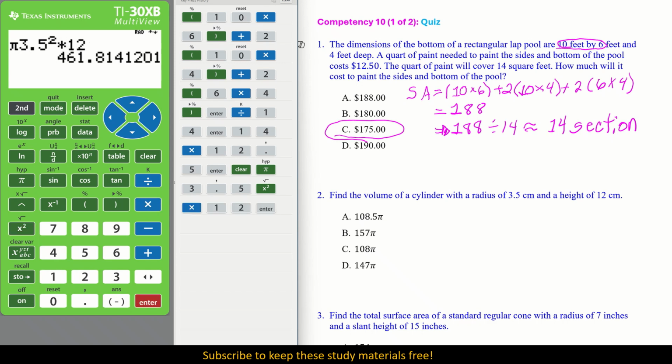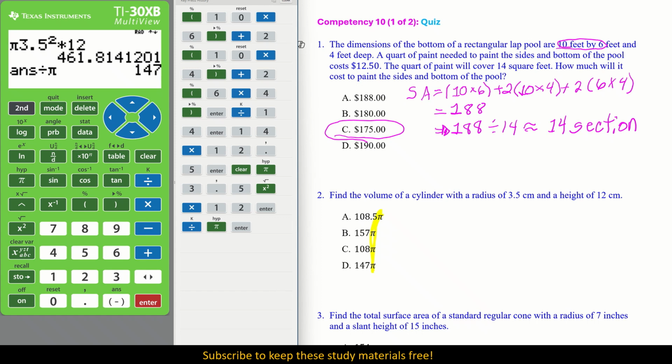But what did I put in that caused this not to be the same? I bet I have the right answer. What did I warn you about in other videos? These are in terms of pi. So how do I figure out which one of these works? Well, divide by pi.